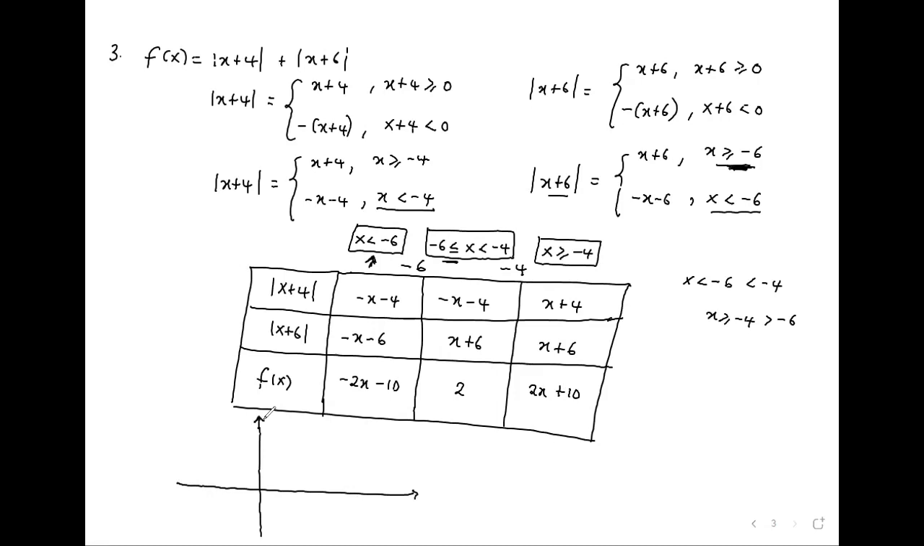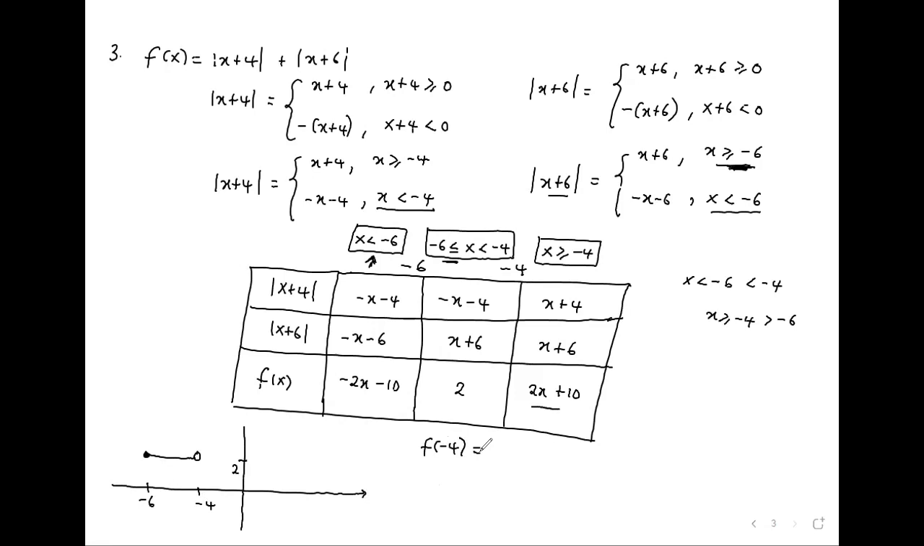The function is constant from negative 6 all the way up to negative 4. Let me redo my sketch. Negative 6, negative 4. In between negative 6 and negative 4, the function is constant at 2. Negative 6 is included, so it is closed there. That's a straight line.